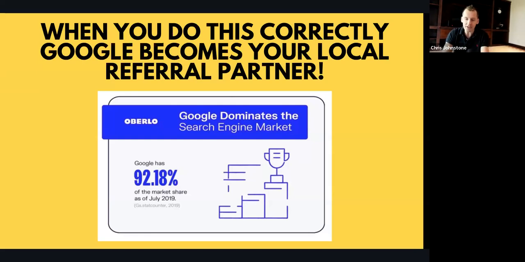Now, we already touched on this. When you do this correctly, Google becomes your local referral partner. 92% of people that do an online search use Google. A lot of people don't know this, but Zillow gets the majority of their traffic from Google. It's not people going to Zillow.com and then searching for houses. It's people going to Google, searching for houses, and then going on to Zillow as a result of that.